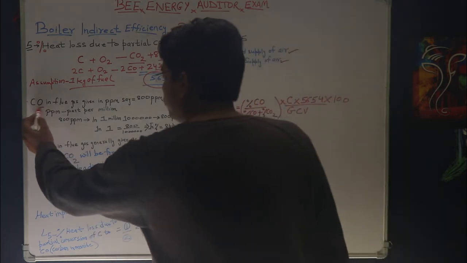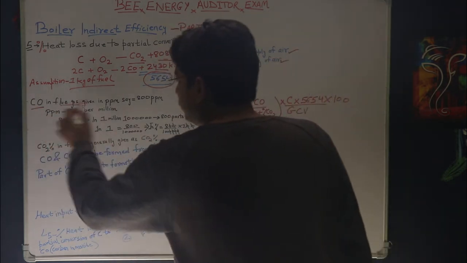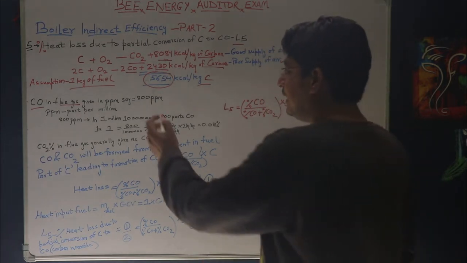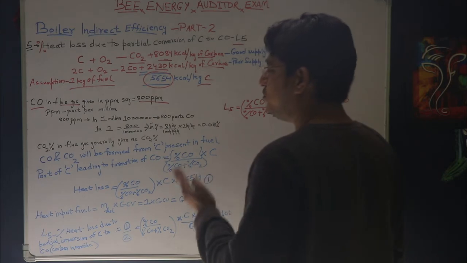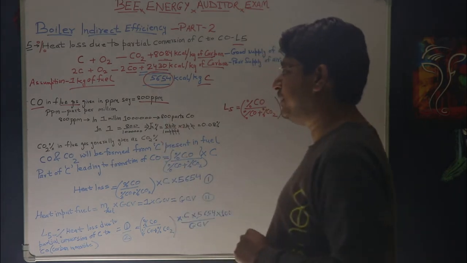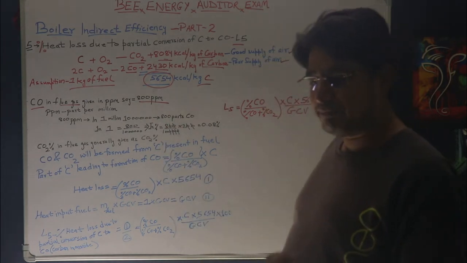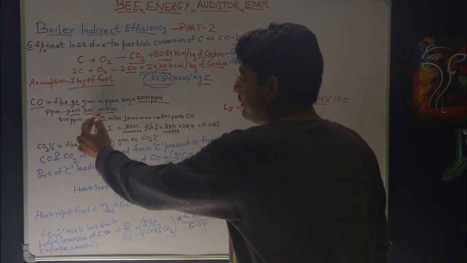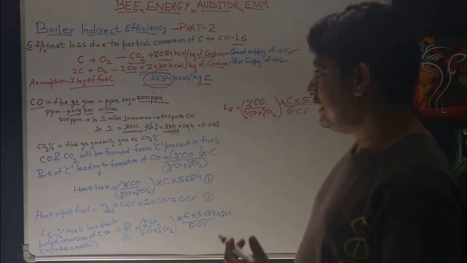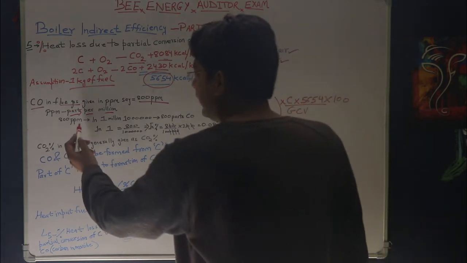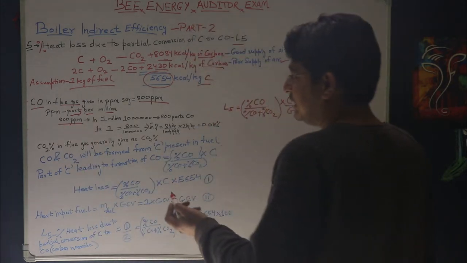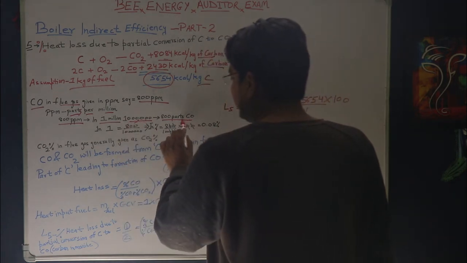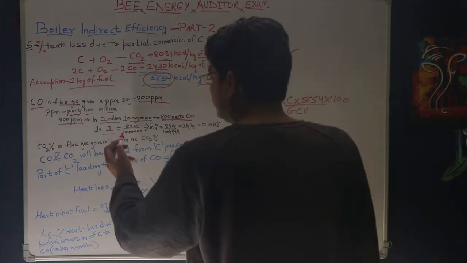Generally, carbon monoxide in the flue gas is given in the form of ppm, say 800 ppm. I am assuming the value as 800 ppm. What does this ppm mean? This ppm means parts per million. Now 800 ppm, what does this mean? This means that in 1 million we have 800 parts of CO.